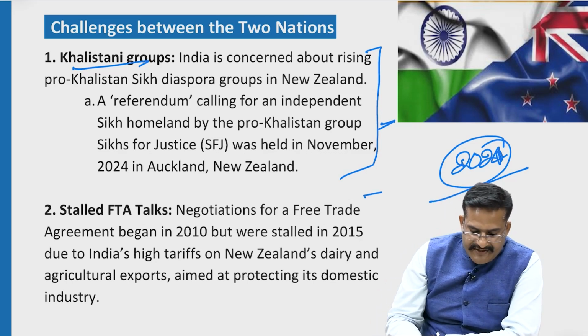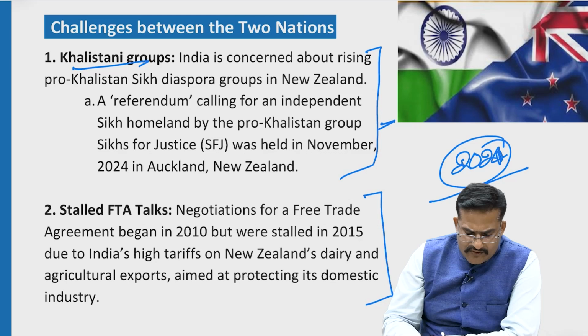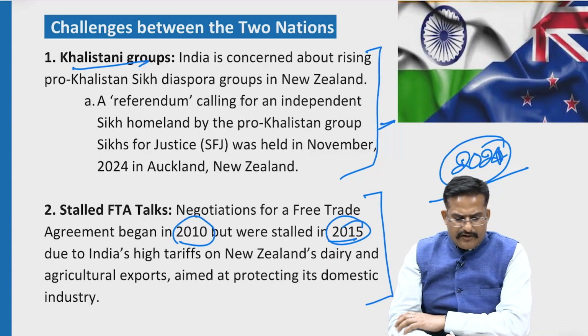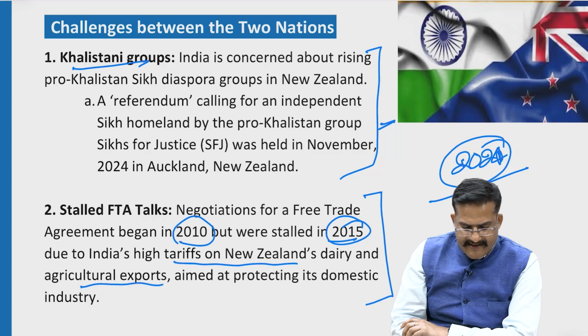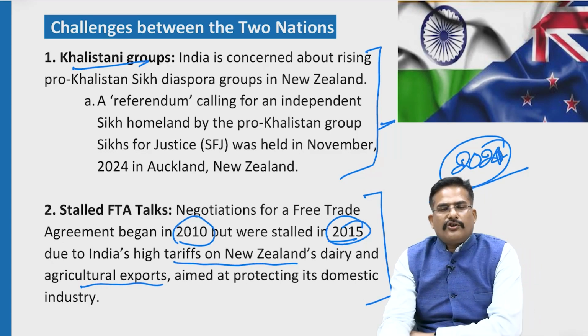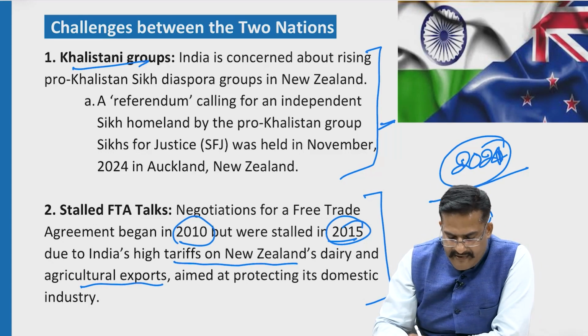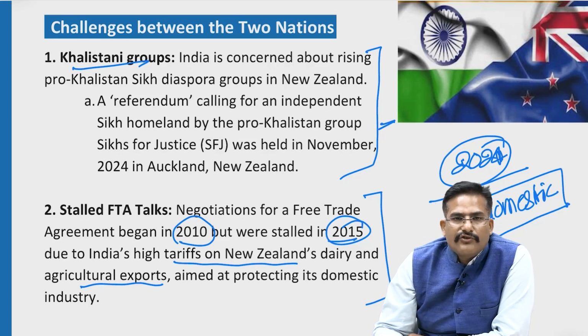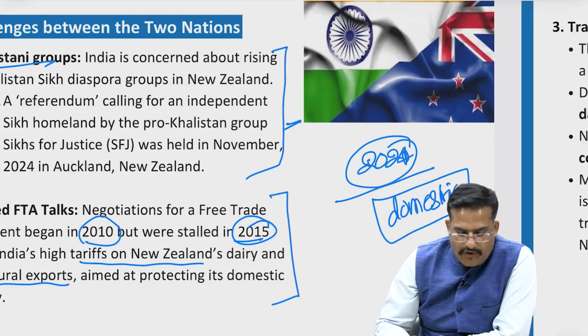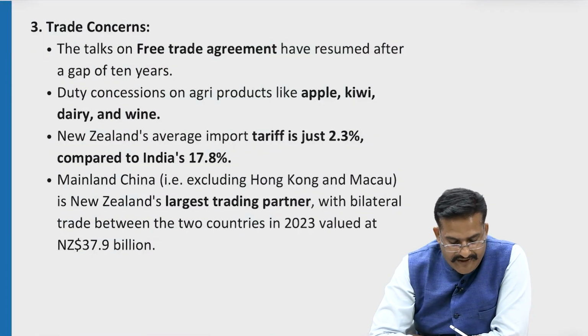Also, the free trade talk is quite stalled, which started in 2010 but stalled in 2015 due to India's high tariff on New Zealand's dairy and agriculture exports. Obviously, for obvious reasons, we want to protect our domestic market, because if we are not protecting our domestic market, our farmers and dairy agriculturists will be at a loss. That's why we stalled this project, the free trade talk.